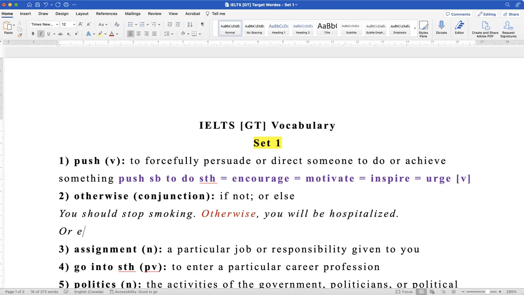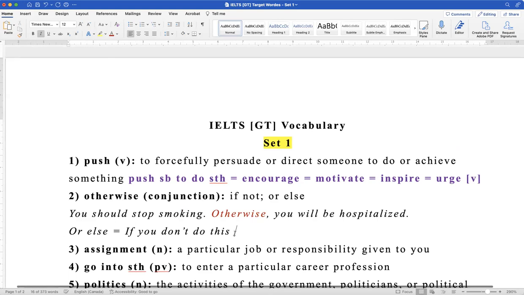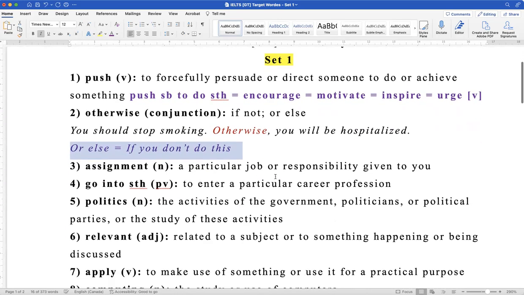It means or else, or it means if you don't do this. So these can be some synonyms for otherwise. Assignment. Assignment is a particular job or responsibility given to you.